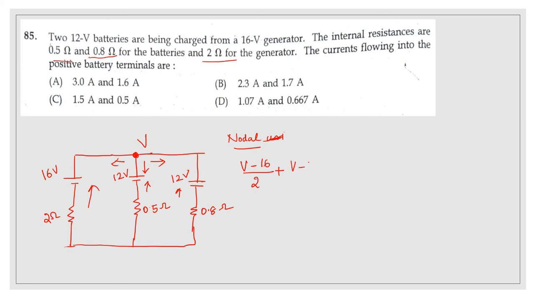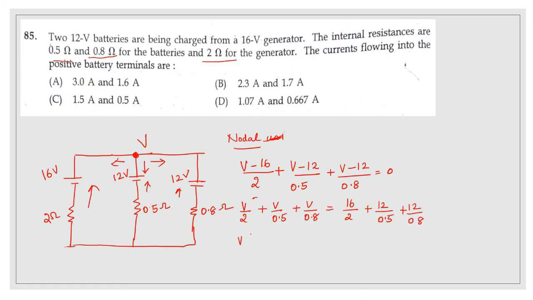Next, (V minus 12) divided by 0.5 plus (V minus 12) divided by 0.8 equal to 0. What is step number 2? V by 0.5 plus V by 0.8 on the left, and the right hand side of the equation is 12 by 0.5 plus 12 by 0.8.